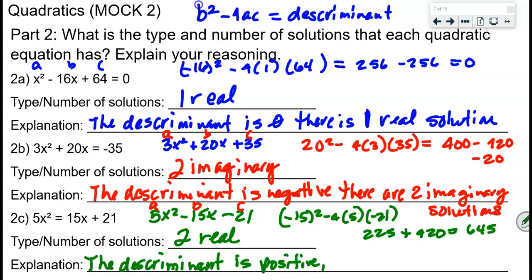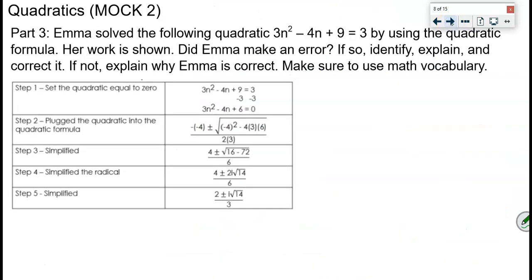So there are two real solutions. Okay? All right, so this next one.